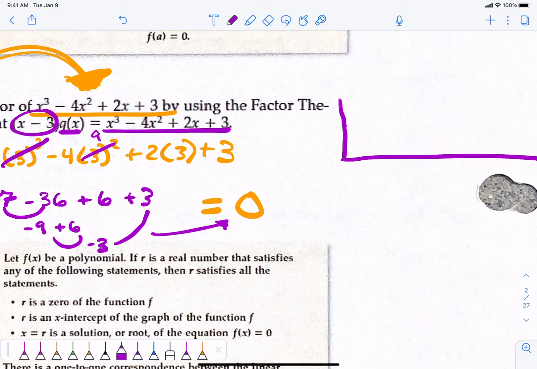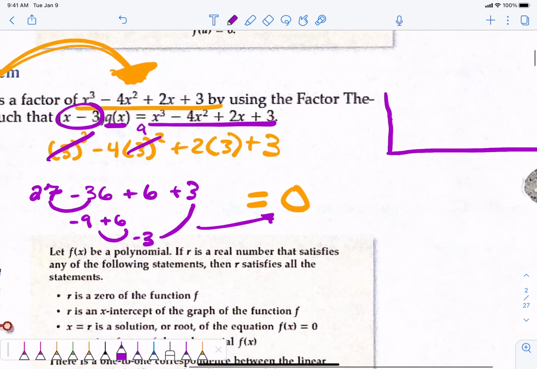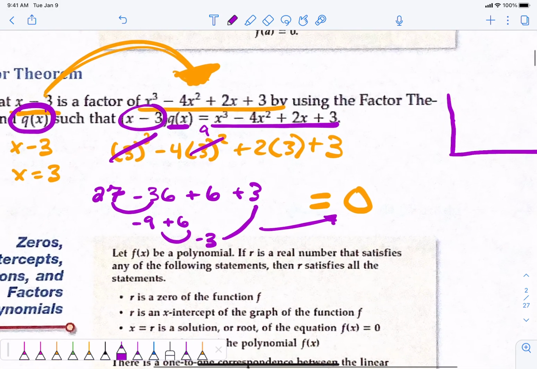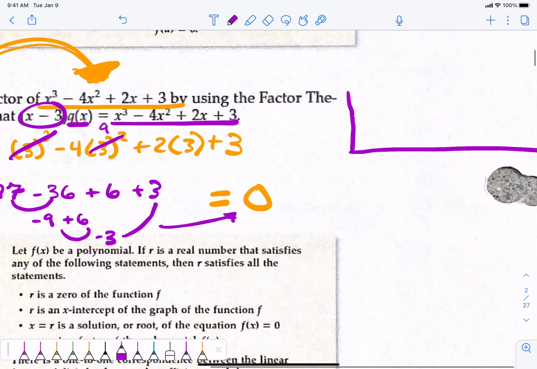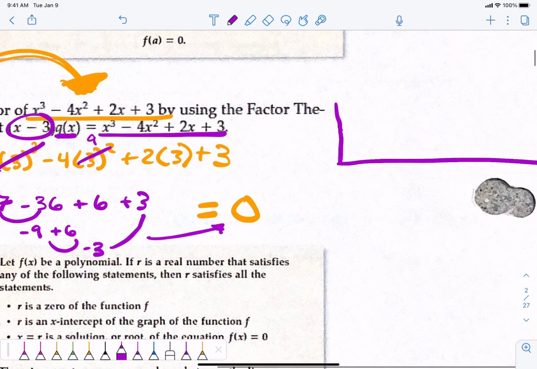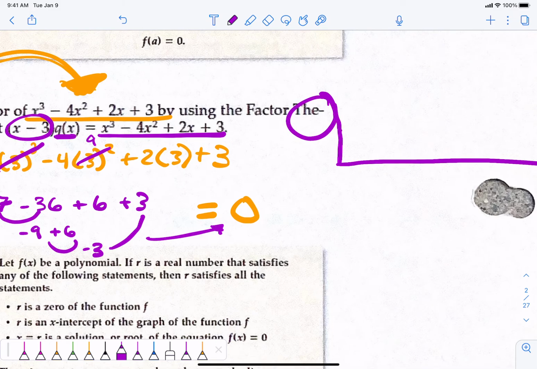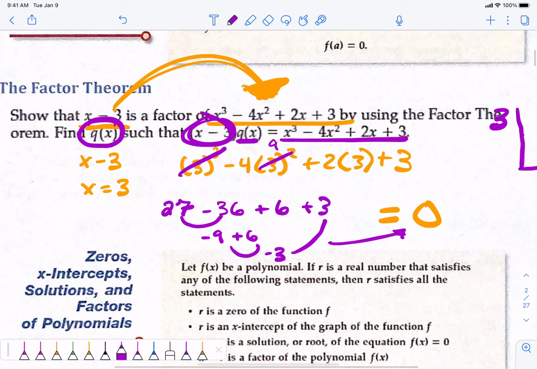There's my box on the outside. What number goes on the outside here? That's a 27. Now, Q of x is what we're getting after we divide. So what number goes on the outside again? 3, right? Because we're dividing by x minus 3, that number goes on the outside.